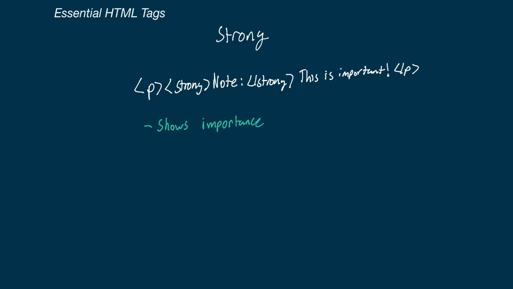But anyways, in this example, we have a paragraph that says "Note, this is important," and we've wrapped the note portion in a strong tag. By default, the browser will show this as bold text, so it'll bold the note portion. But again, that is something we can change.